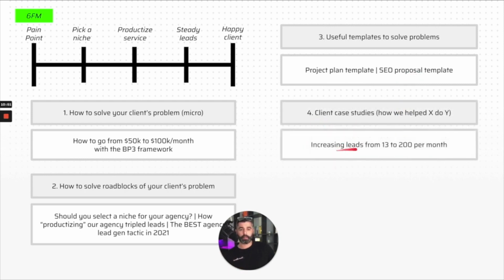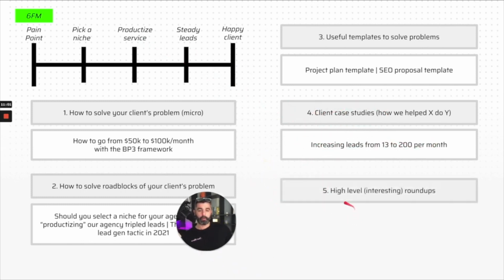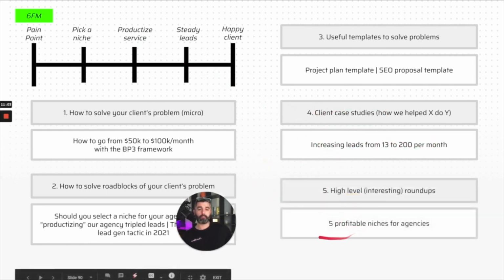Client case studies, increasing leads from 13 to 2,000 per month. Again, if you're an agency, it maps directly to this one. It's also a case study. You get the deal there. Then the final one here is high level interesting roundups. So, 5 profitable niches for agencies.